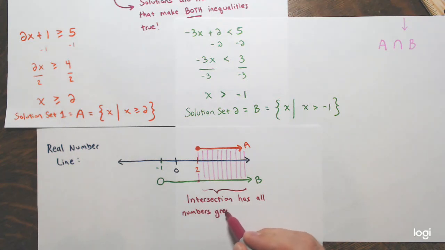I'll write it in words first, and then we'll go through and do all the other stuff that was asked of us: expressing the solutions of the compound inequality using set builder notation, interval notation, and making a graph. So the intersection has all the numbers greater than or equal to 2.